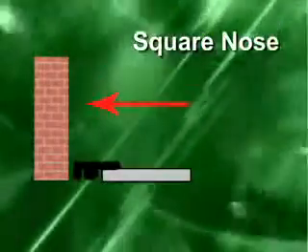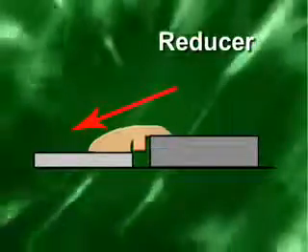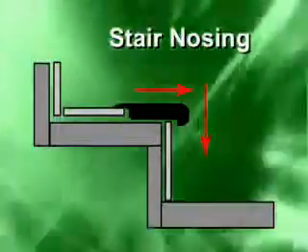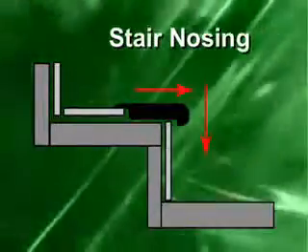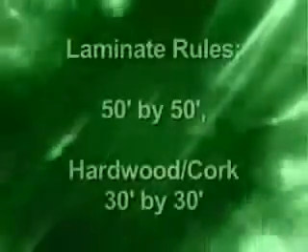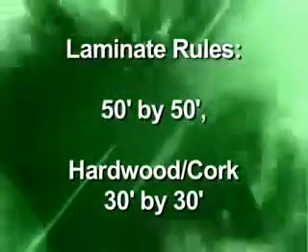Square nose is used to butt against flooring to ceramic, carpet, sliding doors, or anywhere the quarter round cannot be used. Reducer is for transition between rooms where floors have different levels. Stair nosing is the transition from stair to floor, or choose the flush stair nose for a flat and seamless finish on your stairs.